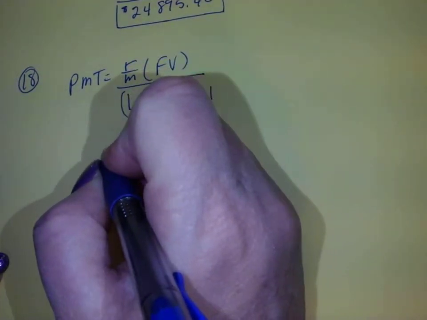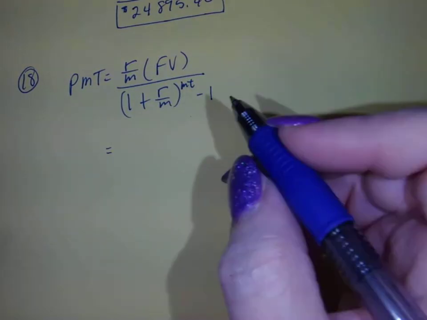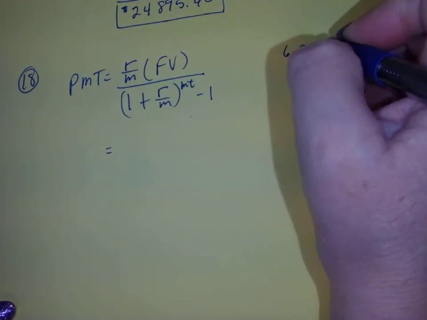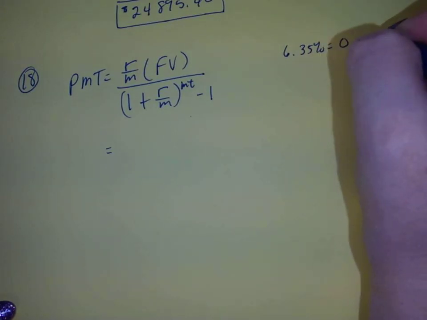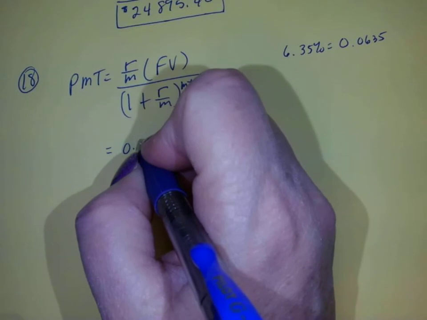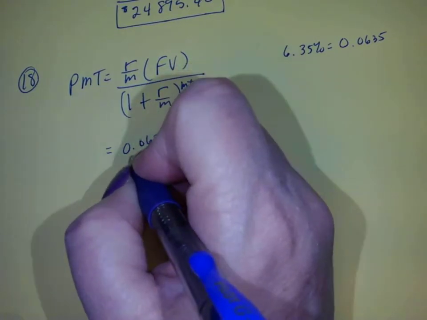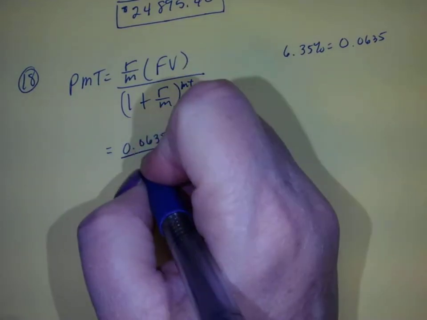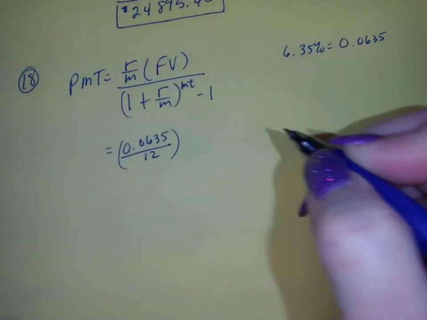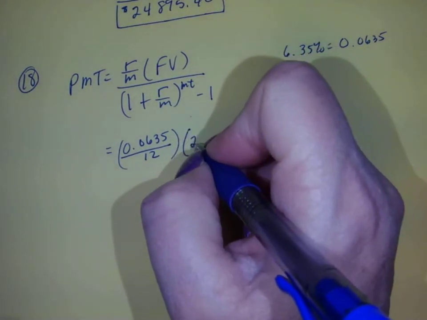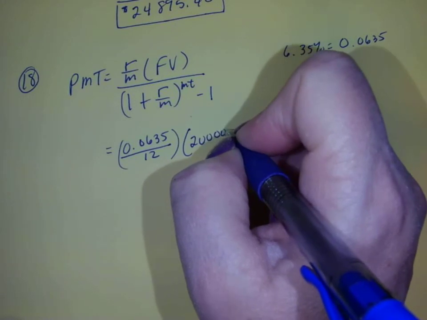All right, so our payment will be equal to our interest rate. We've already looked at this one. We had 6.35%, which will get us 0.0635. So that's our interest rate, divided by our M. In this case, it's compounded monthly, so that'll be 12. And the future value that we're looking for is that 200,000.